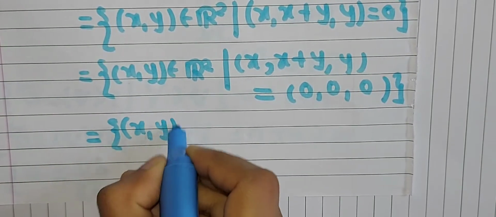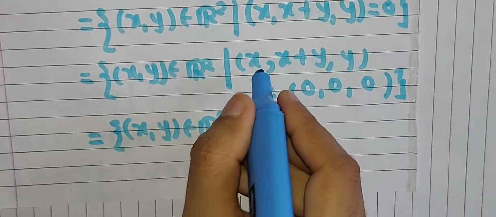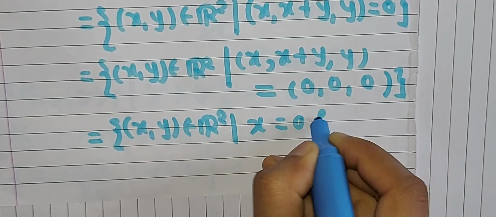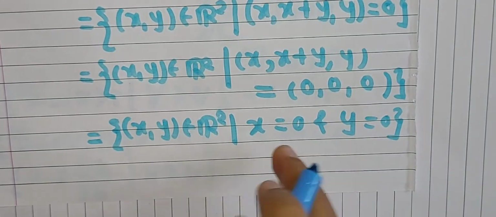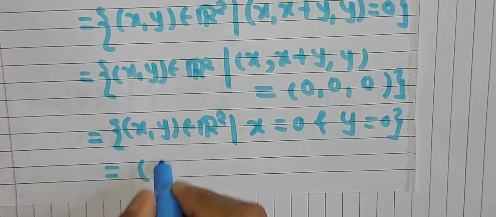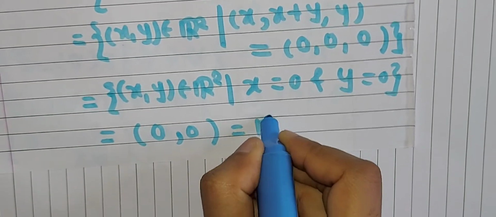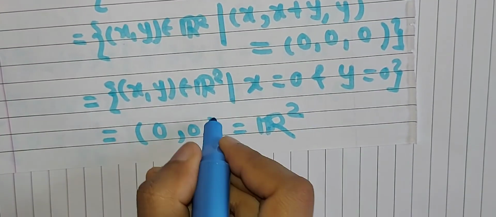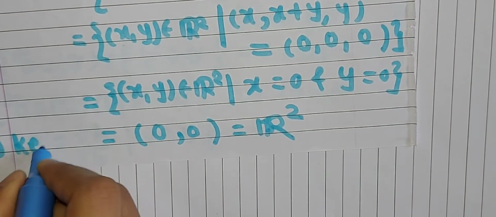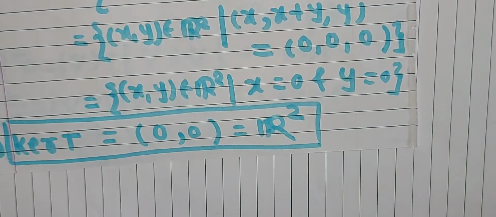Then we will get (x, y) belongs to R squared, such that after comparing each and every element, x gives 0 and y gives 0. That means x equal to 0 and y equal to 0. Whenever we put x equal to 0 and y equal to 0 in this ordered pair, we get the answer (0, 0), and this ordered pair belongs to R squared, because R squared is the set that contains ordered pairs. So this is my kernel of T. Hence we have obtained the kernel of T, which is equal to (0, 0), and this is the value of our kernel of T.